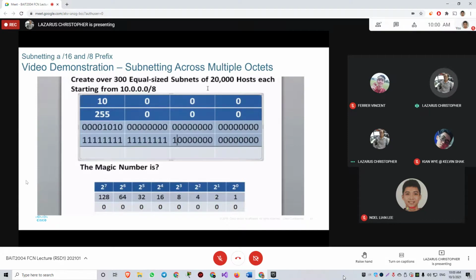What about the requirement of 20,000 hosts each? We have 15 zeros left for hosts per subnet. 2 to the 15th power is 32,768. Minus 2 would be 32,766 hosts per subnet. That meets the requirement of having at least 20,000 hosts in each subnet. So this scenario would work.